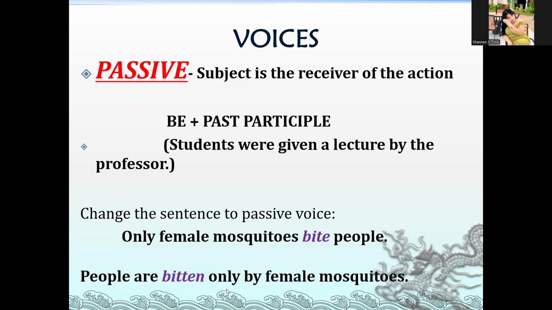So ayan yung given example. Should I give more examples of active versus passive voice? Kasi parang medyo lito pa kayo, no? O sige. Madali akong kausap. Make sentences, example.